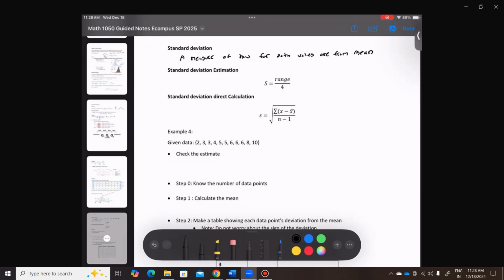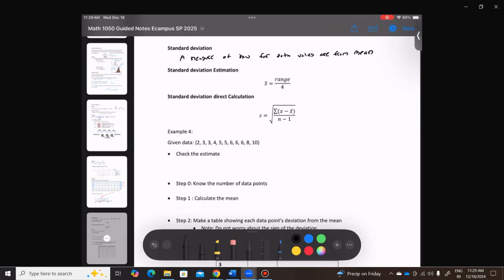And think of it as the average deviation from the mean. There is an estimate that really is not the best estimate. You take the range, you divide it by 4. We'll do that here in our next example.